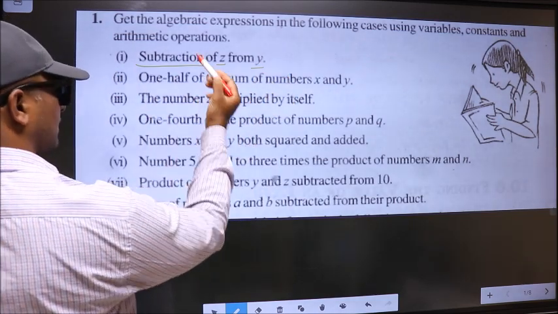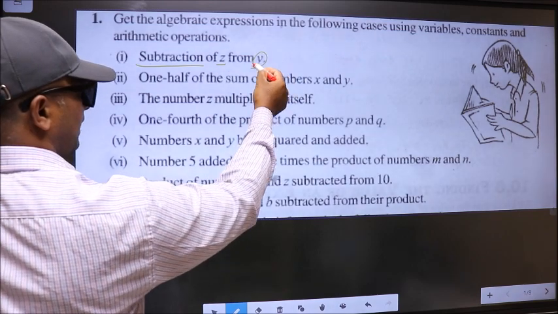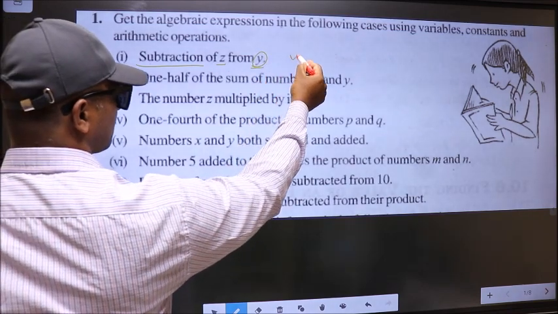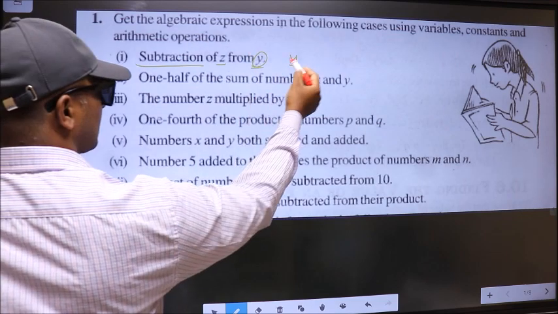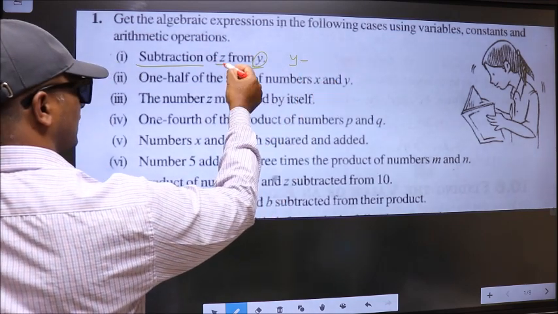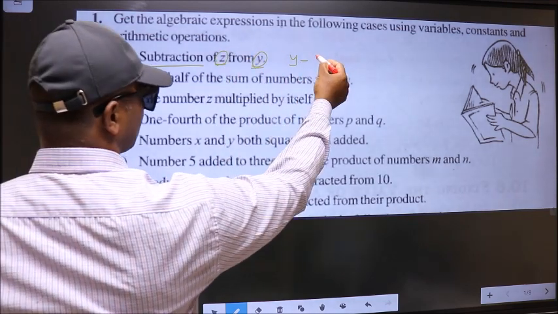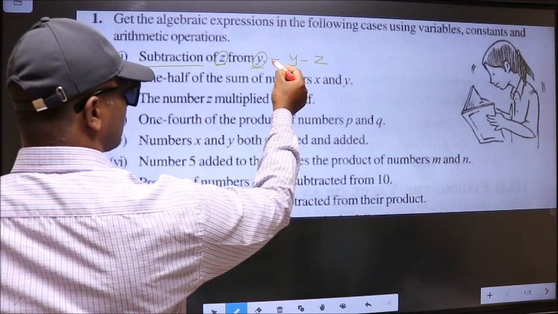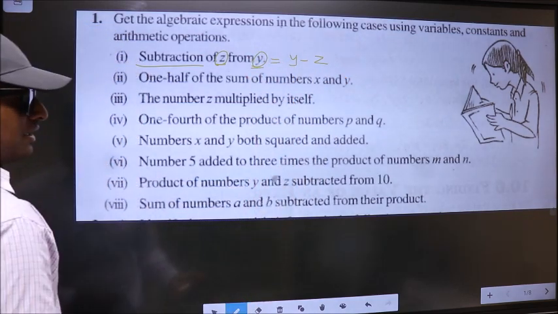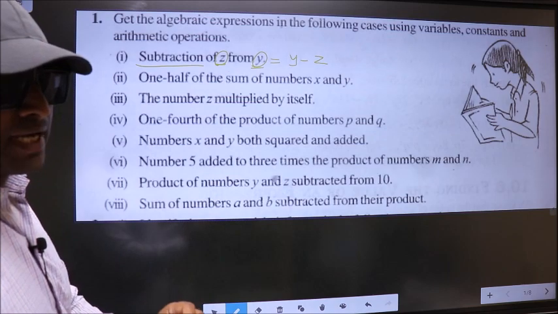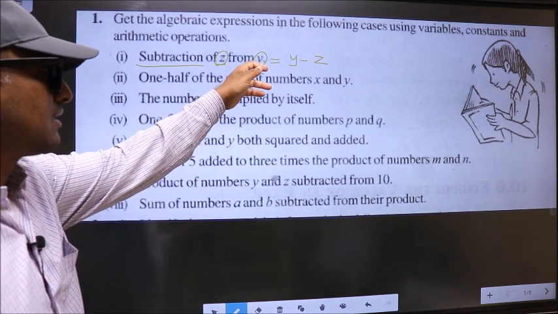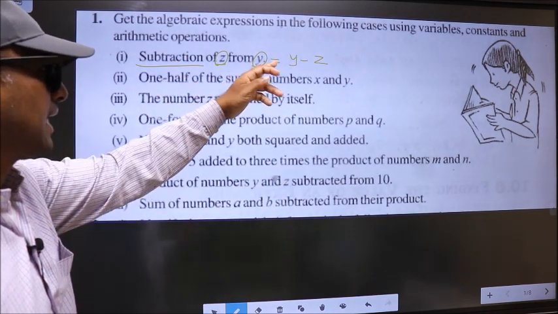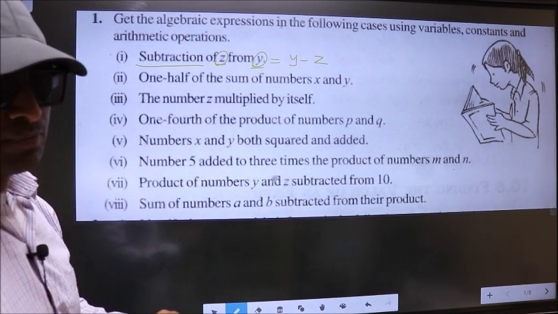In subtraction, we always write this variable first. So subtraction, put negative symbol, then we should write this. So this is the answer for this one. Clear? In subtraction, this variable first, then minus and finally this.